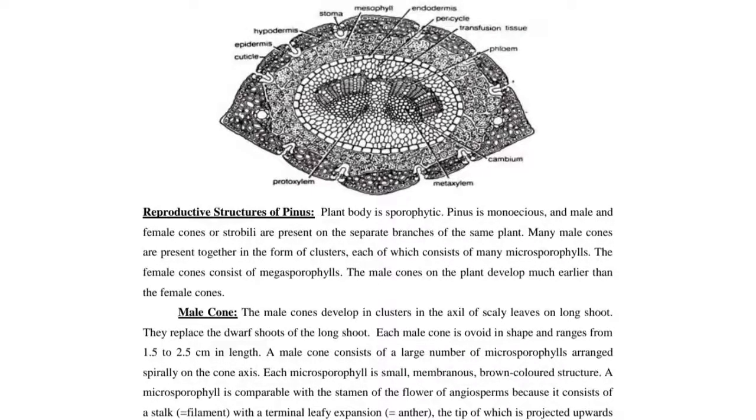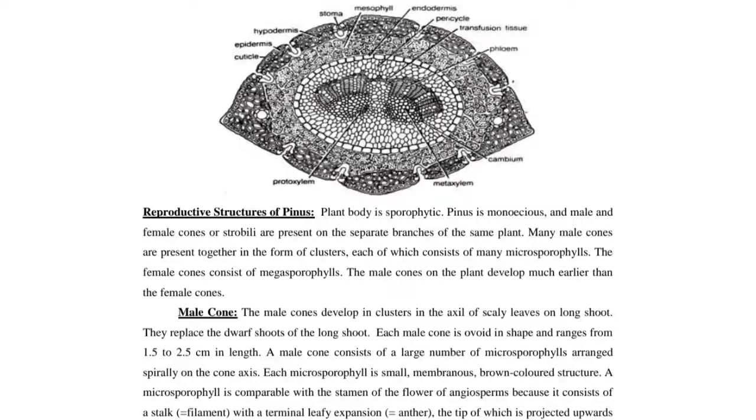Reproductive structures of Pinus. Plant body is sporophytic. Pinus is monoecious, and male and female cones or strobili are present on the separate branches of the same plant. Many male cones are present together in the form of clusters, each of which consists of many microsporophylls. The female cones consist of megasporophylls. The male cones on the plant develop much earlier than the female cones.